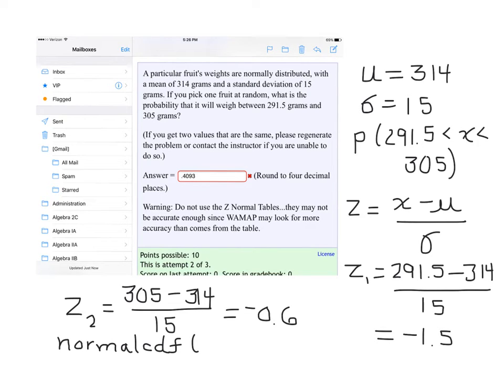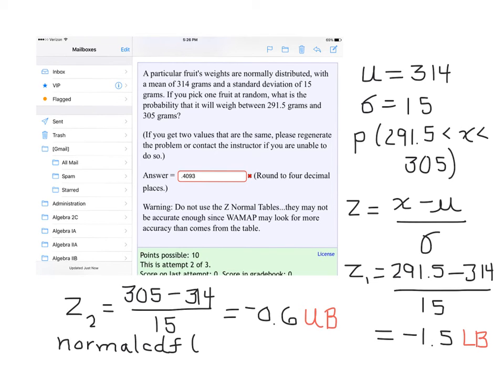And so we're going to need to use this normal CDF command twice. Once for the negative 0.6 z-score and once for the negative 1.5 z-score. So if I do this with the negative 0.6, I want to know, well actually, let me rephrase that. If I want to know the area between, I can just use the lower of the z-scores, and the lower is the negative 1.5, and the upper of the z-scores, and the upper would be the bigger of the two, which is the negative 0.6.